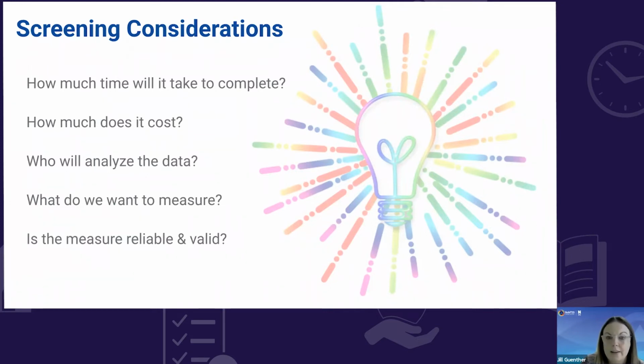Is it valid? Other things to think about, just identifying what grade levels to begin, also thinking about the time of year to give the screener, and then also identifying whether or not you're going to do it 2 times, 3 times. So all of those just considerations to have those conversations around.